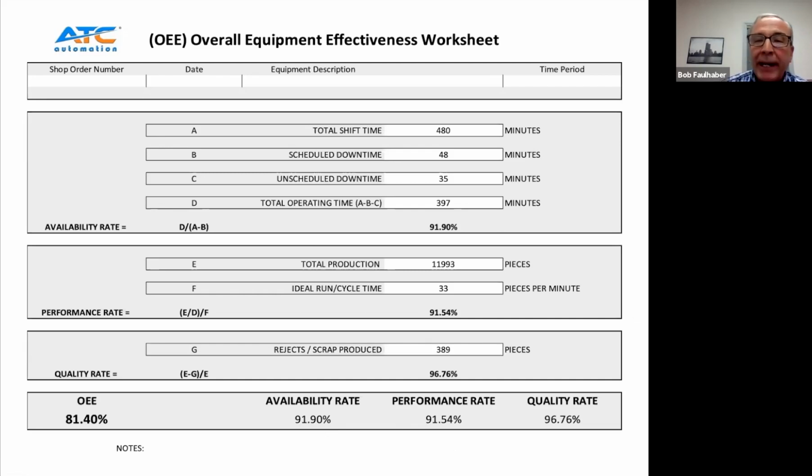So those are the three percentages or ratios that we're going to plug into the OEE calculation to get our final OEE. We have 91.9% as an availability rate, 91.54% as a performance rate, and 96.76% as a quality rate. We multiply those three times each other, and we come up with an OEE of 81.4%. So that's how the calculations work.